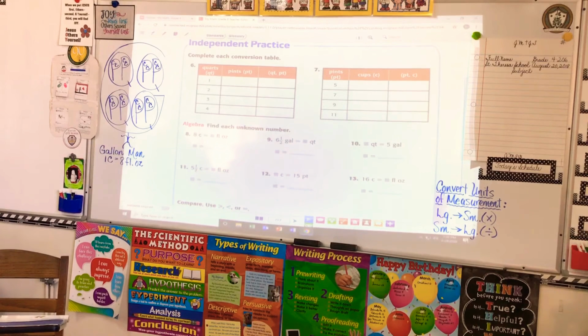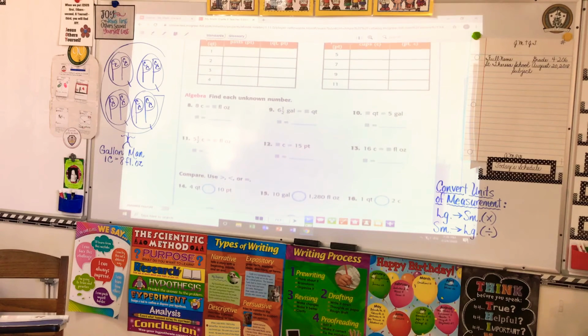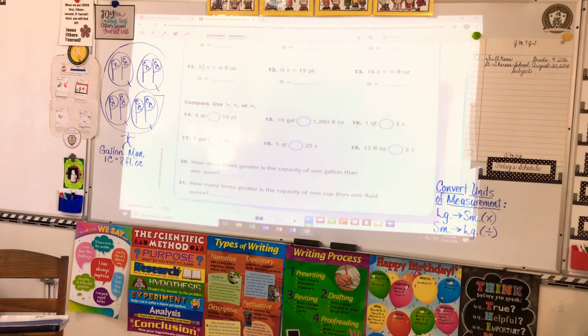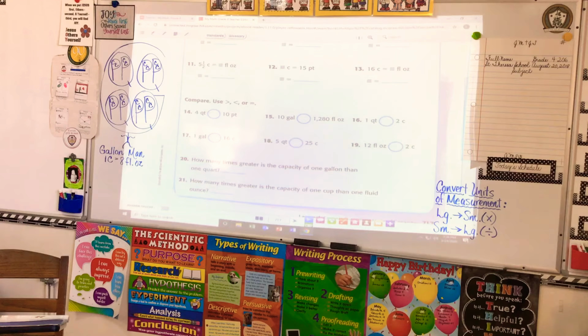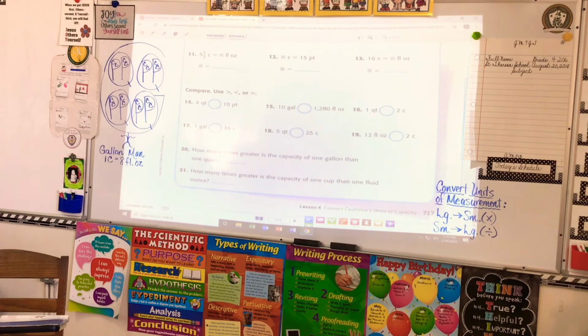As you can see from here, 6 and 7 were in the guided practice. 8 through 13 were also in the guided practice. Now what was not in the guided practice was questions 14 through 19. So I'm going to do a few with you, and then you will do the rest on your own.